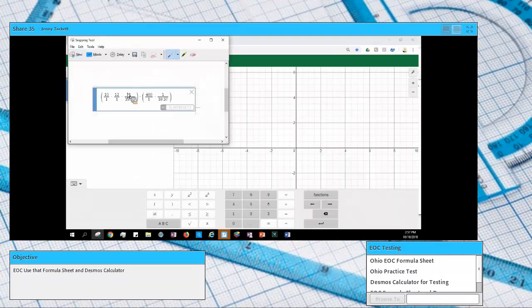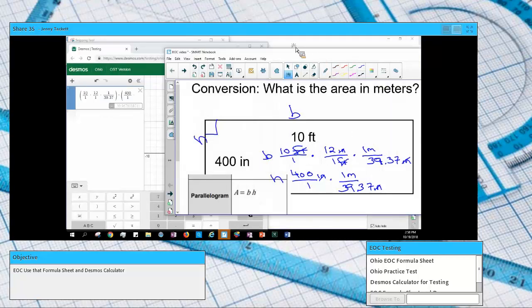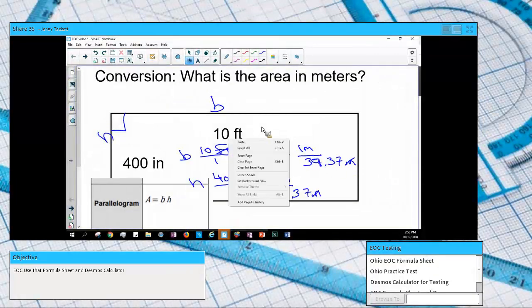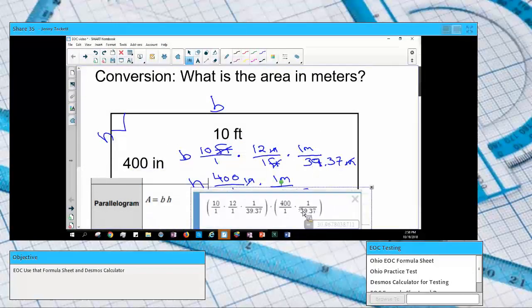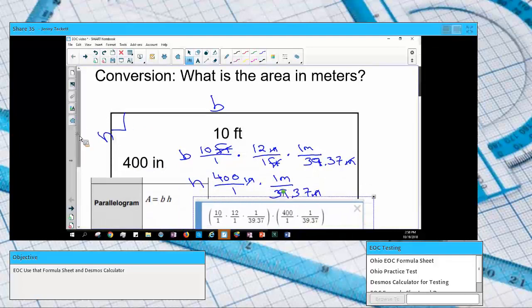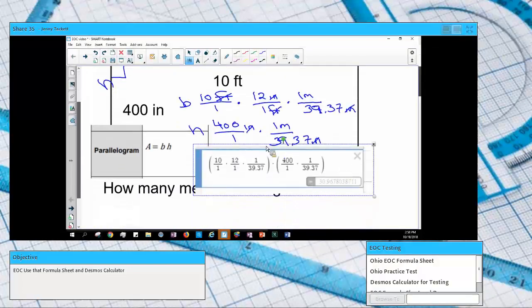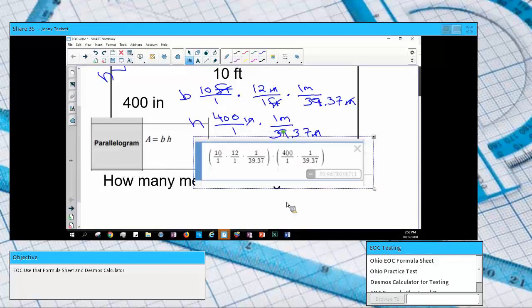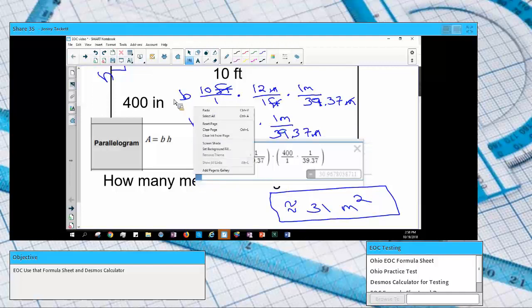There was a calculation error there. I just simply went in and corrected it. So by using the formula sheet, I was able to convert my problem by using the Desmos calculator. I input those conversions that I lined up and came up with a value. It's asking me for how many meters, so I can round to the nearest whole and say 31 meters squared as my answer. So again, using the formula sheet to get my conversions and using Desmos, we can successfully solve this problem.